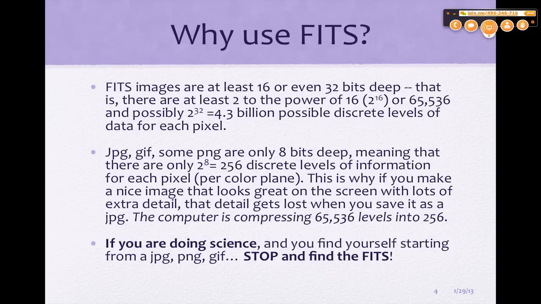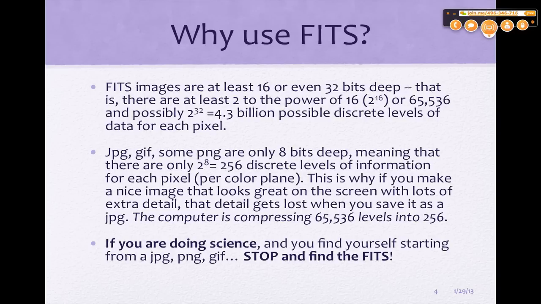We'll talk about this more when I actually do it in a few minutes. If you make a really nice image that looks really great on the screen, where you have lots of shades of gray or red or whatever color scheme you pick, and you go to save it as a JPEG, the resultant JPEG looks awful. The reason for that is the computer is compressing 65,536 levels per color plane into just 256. That's one of the main reasons why you use FITS rather than anything else: it has such a wide range of capabilities for representation of numbers.